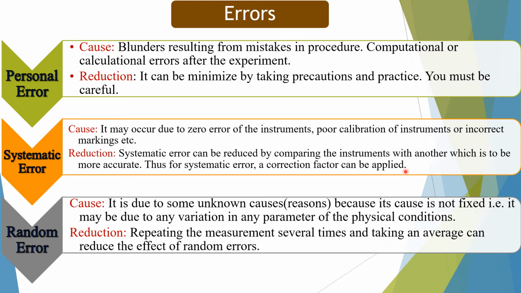Random error. It is due to some unknown causes or reasons because its cause is not fixed. It may be due to any variation in any parameter of the physical conditions, due to temperature, pressure, humidity, or other unknown causes. How can we reduce random error? We can reduce random errors by repeating the measurement several times, and taking an average can reduce the effect of random errors.